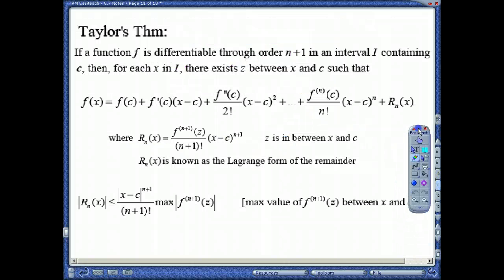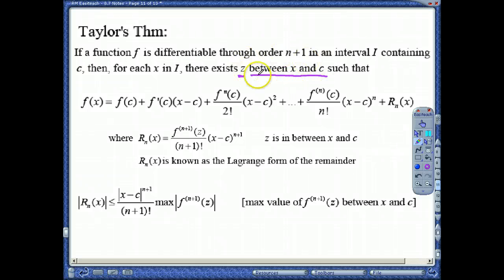All right, so Taylor's theorem. If a function f is differentiable through order n plus 1 in an interval I containing c, then for each x in I there exists a z between x and c such that, all right, sometimes I don't understand why they even give us these, they're just crazy. The key in this little phrase is that z is in between x and c. So that little sentence right there is our importance.